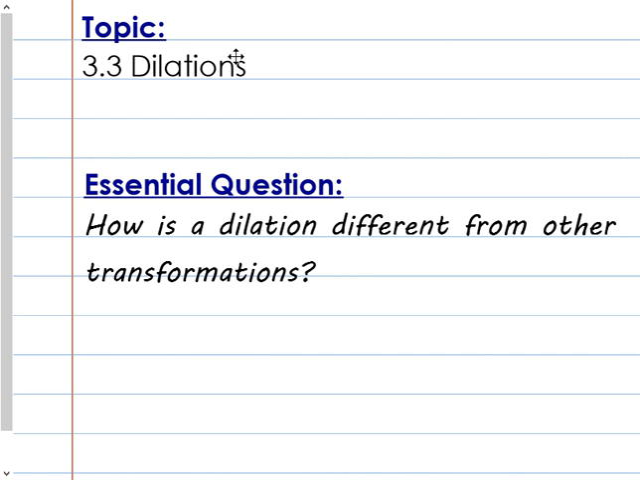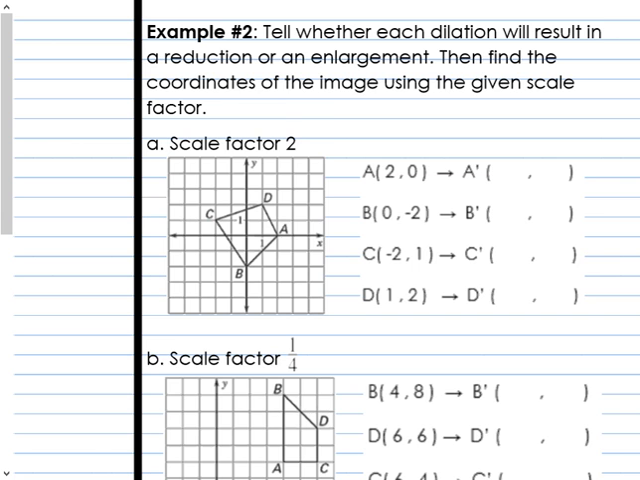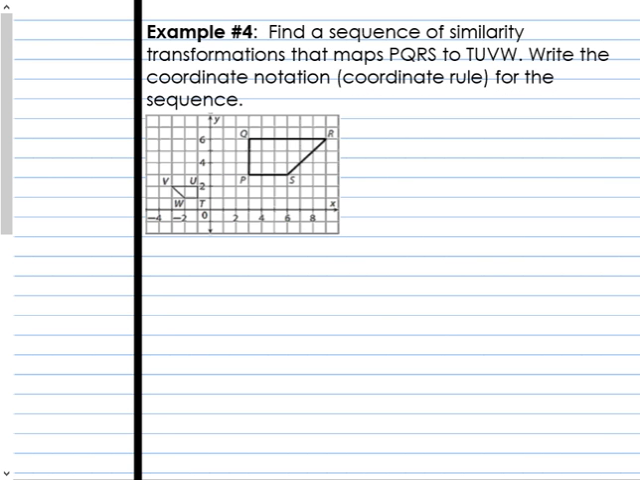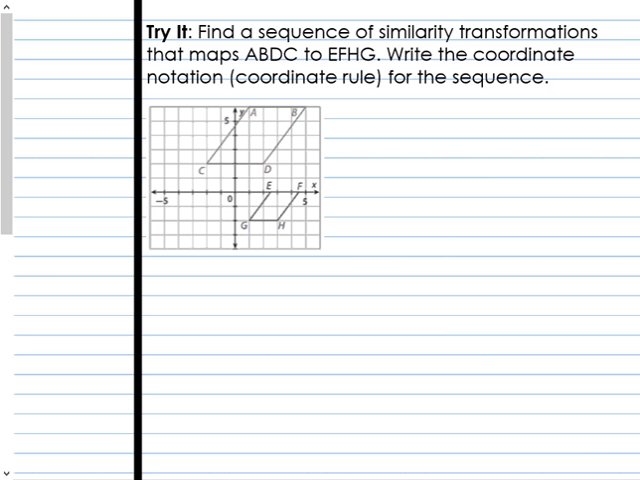You should have already watched the first two videos, and we are on the last page of our notes. So we're going to finish out the last couple of problems before you do some practice work on your own. So we are on the try it. It says, find a sequence of similarity transformations that maps A, B, D, C to E, F, H, G. Write the coordinate notation, which is the coordinate rule for the sequence.